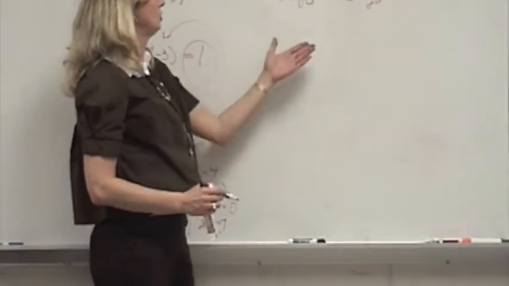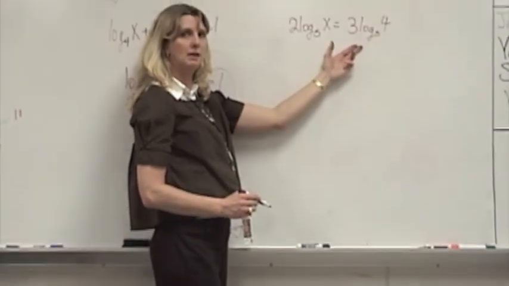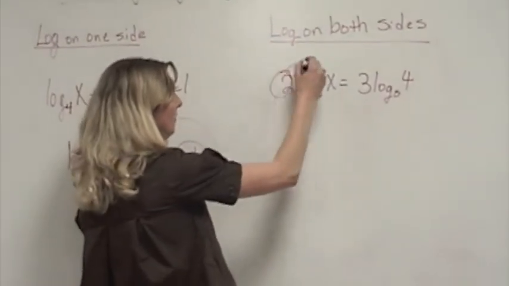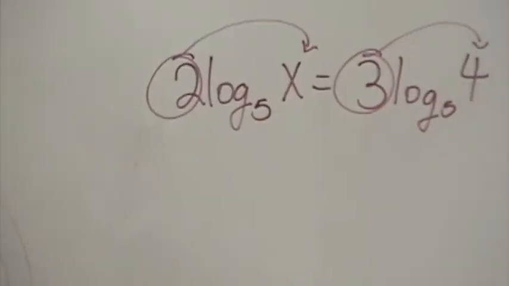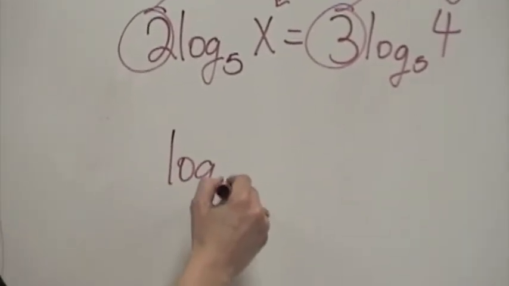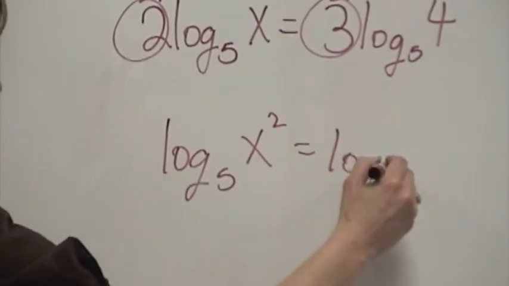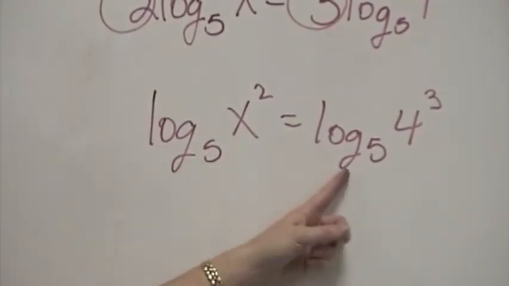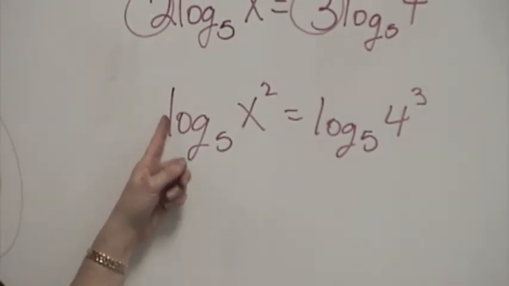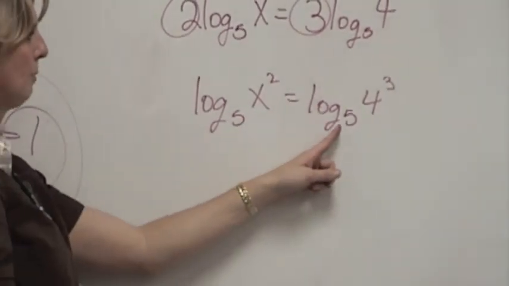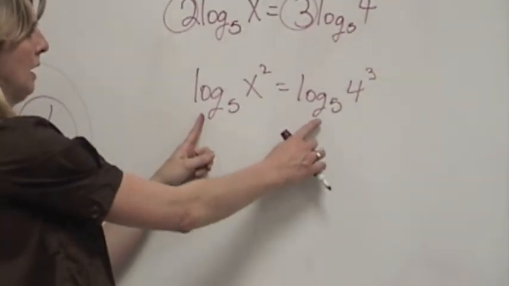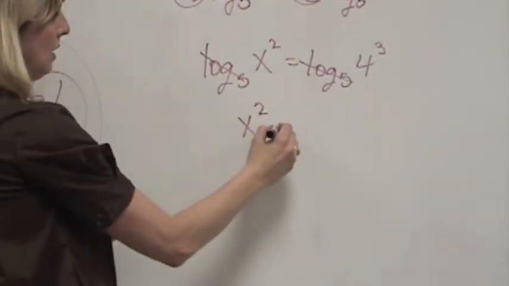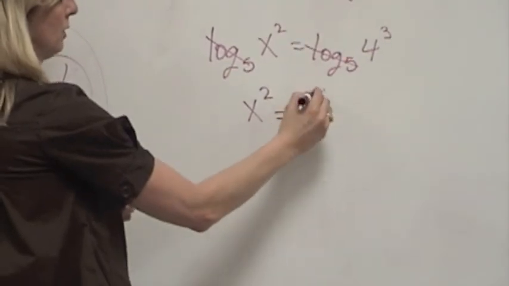The other type of log equation will be when you have a log on both sides of the equation. To solve this, the first thing we need to do is take our coefficients to be exponents. Now that I have the word log just once on both sides, I can cancel them, because taking the log base 5 of x squared and the log base 5 of 4 to the third, since they're equal, then we can cancel the log base 5, and x squared is going to have to equal 4 cubed.